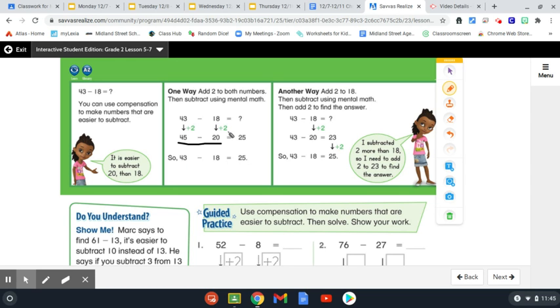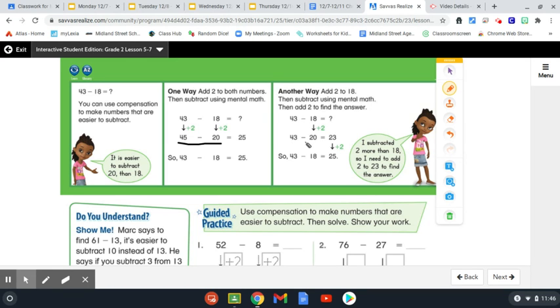They're just adding numbers to make mental math easier. You can pick any number that you'd like to choose at home. Another way, add 2 to 18, then subtract using mental math. Then add 2 to find the answer. So 43 take away 18 equals what number? They're going to add 2 to round up from 18 to make it into 20.